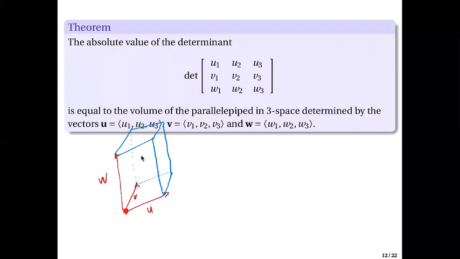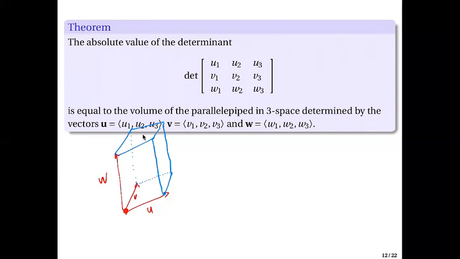If you want to get the volume of this, all you need to do is to get the determinant of this guy here. And you get the absolute value, by the way, because the determinant can be negative. But since you are talking about the volume, it has to be positive, so you have to get the absolute value.